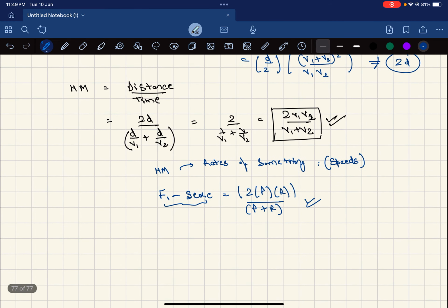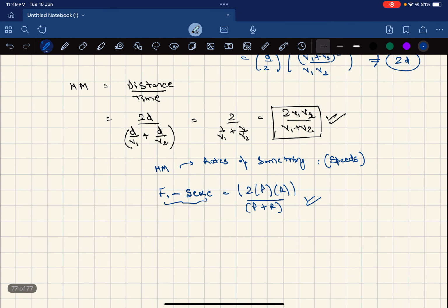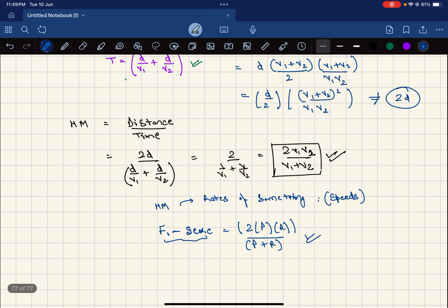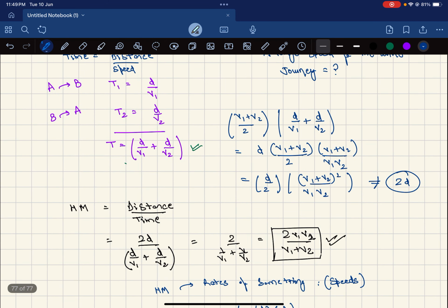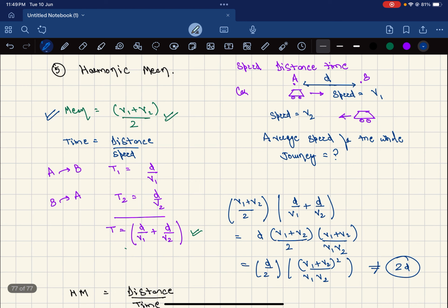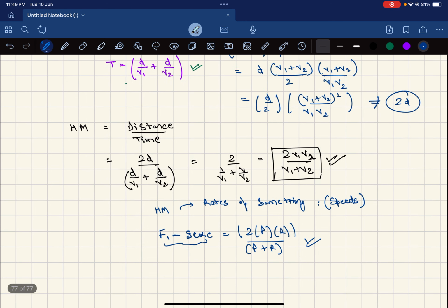So this is about the measures of central tendency. I think this session has already become a little longer, so let's cover the measures of dispersion, or measures of variation, in our next session.